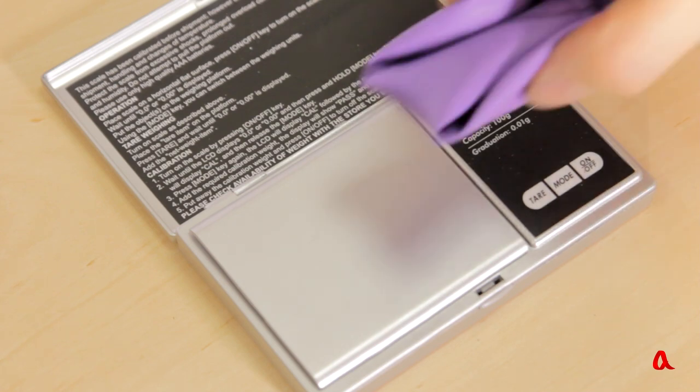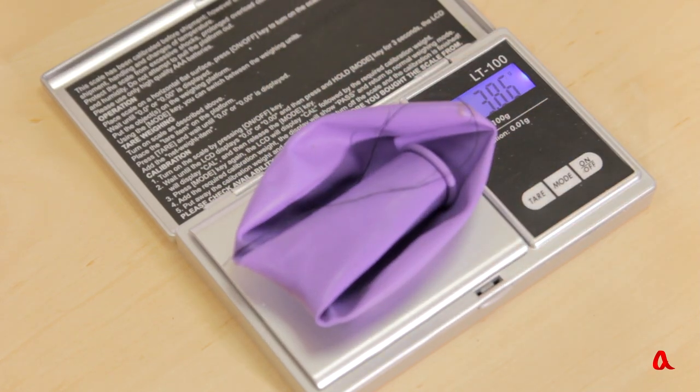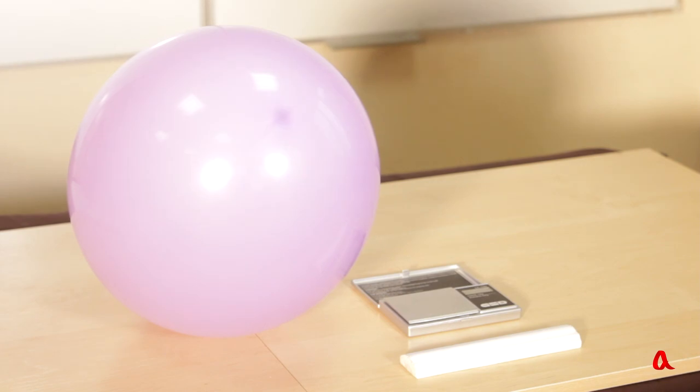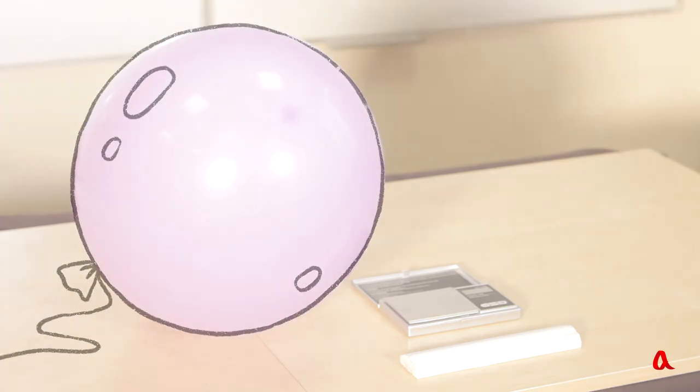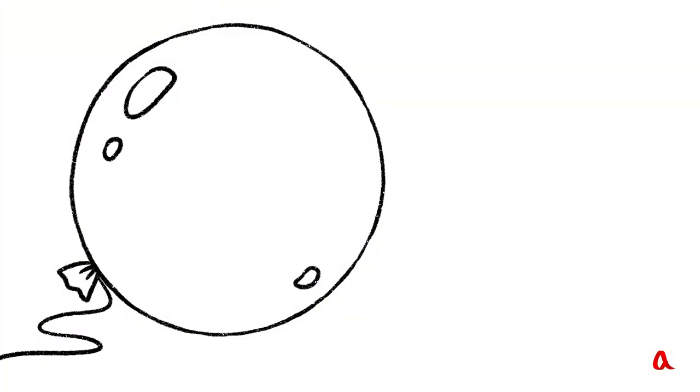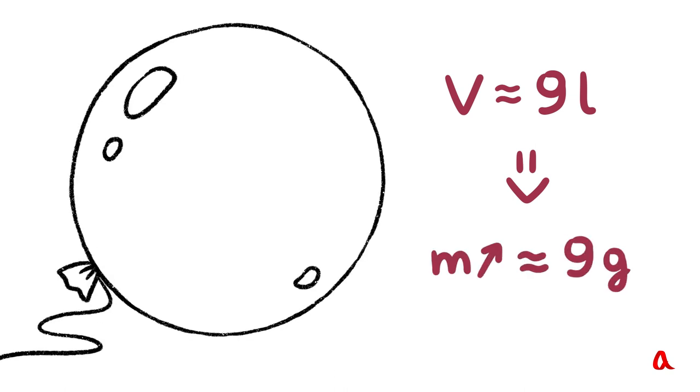In our second experiment, we put a deflated balloon onto the scales. It weighs 3.86 grams, including the thread. Let's inflate the balloon and tie it off. The volume of this balloon is approximately 9 liters. So, according to the data from our previous experiment, its mass has increased by at least 9 grams.